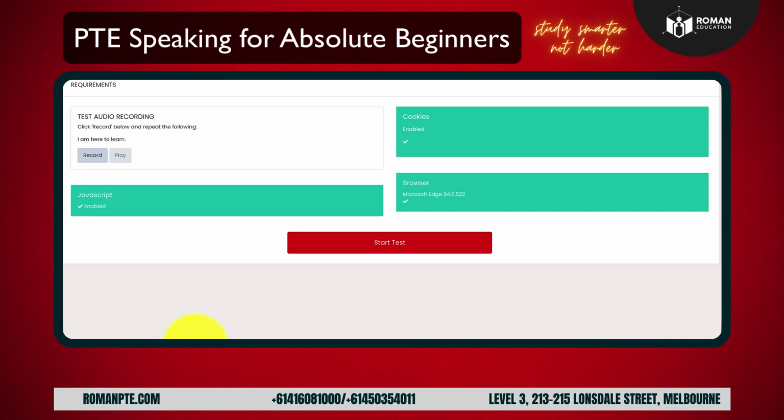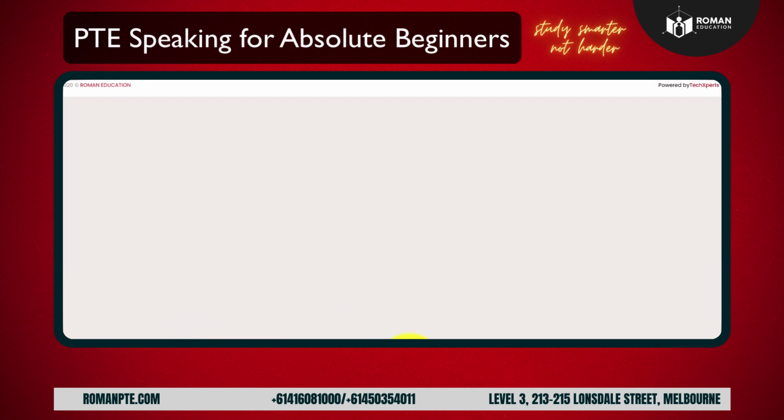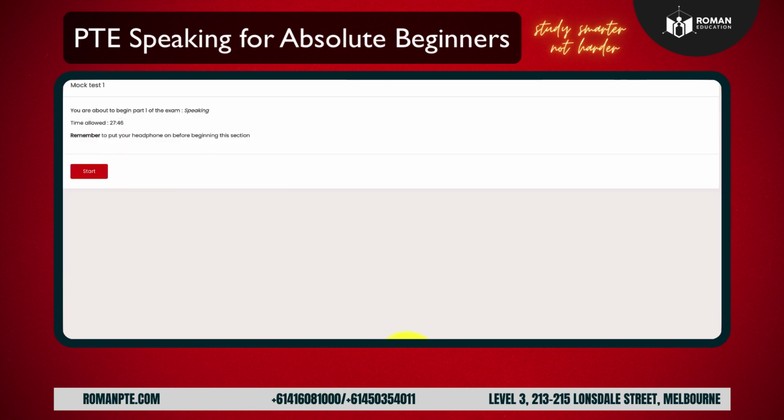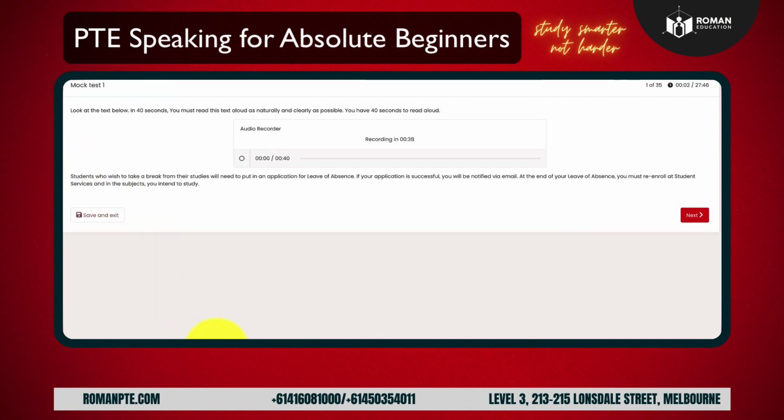Now, let's look at the question types. The first question type you do in your test is called read aloud. So what happens in this question is you will be given a text like this, the one you see here, and your job is to read this text aloud. And usually you will have around 40 seconds to do this. So you will see a recording window here, which shows you how much time is left before the recording starts. So you have 40 seconds most of the time.